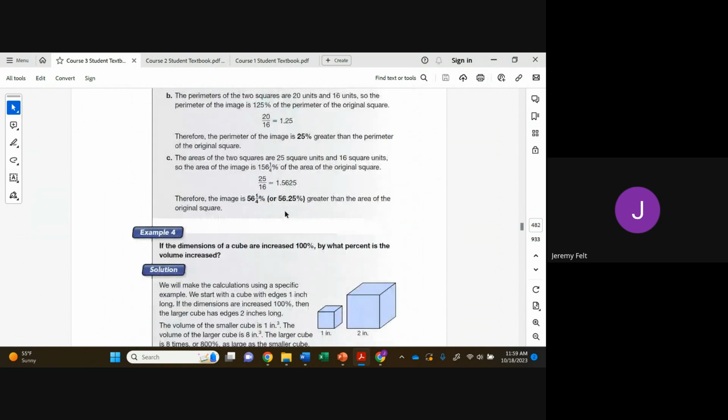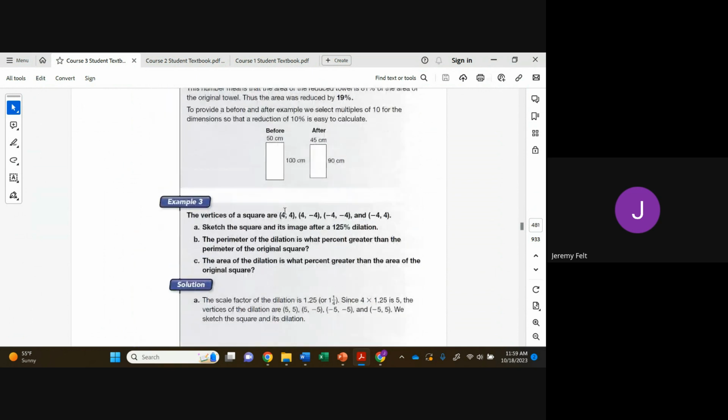Let's look at example 3. The vertices of a square, just like when we're drawing a line or a segment or a triangle or a quadrilateral in a coordinate plane, we first plot all of our points. So we have (4, 4), (4, -4), (-4, -4), (-4, 4). Sketch the square and its image after 125% dilation, which is going to become 1.25. So we need to convert that to 1.25, and then we're going to multiply all of these by 1.25.